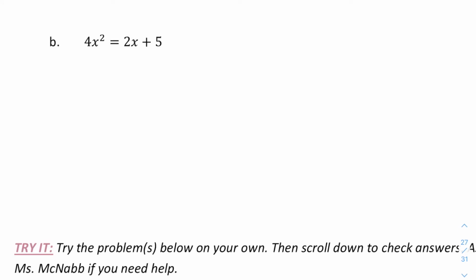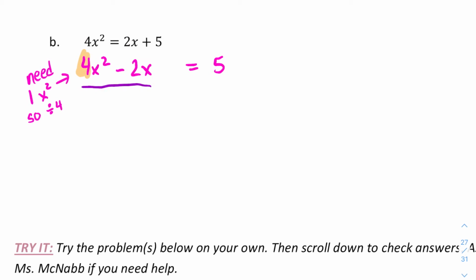Alright, so this one's a little different. First off, let me do some rearranging so that my terms that have my variable are on the same side together. And the way this one's different is your coefficient on your x squared term is not equal to 1. And for completing the square to actually work, we need to have a 1x squared. So we're going to make this 1x squared by dividing both sides of our equation by 4.